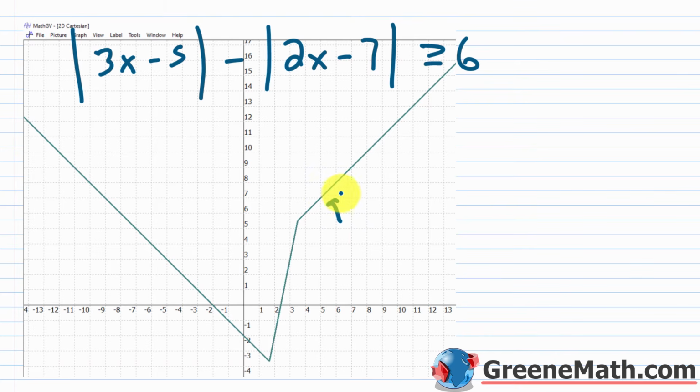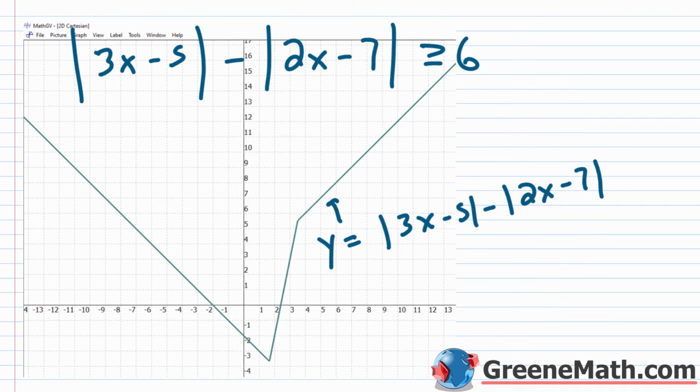So this graph right here in green, you could say y is equal to the absolute value of 3x minus 5, then minus the absolute value of 2x minus 7. So you're trying to see where this guy is greater than or equal to 6. So you're looking for a y value of 6, so that's right here. So you come over, I'm just going to see where it intersects. So that's going to be right here, that's an x value of 4. And also going over here, that's going to be an x value of negative 8, right? And that's what we found. So basically at negative 8 or at 4, it's going to be equal to 6.